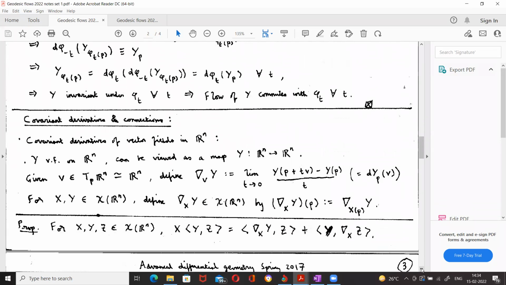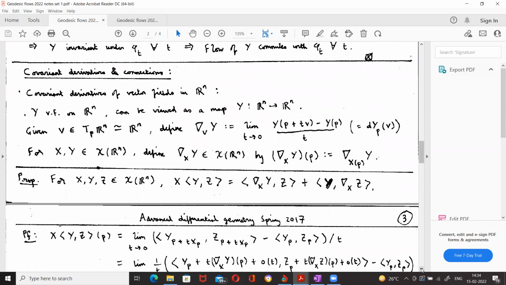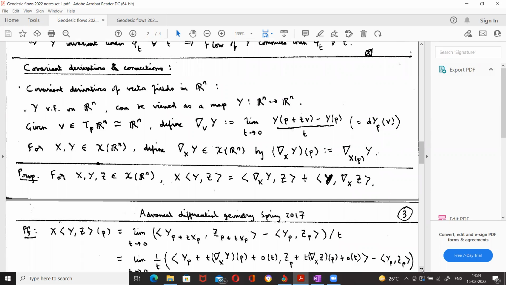So the next main topic, which will be the topic for the next couple of lectures, is what's called covariant derivatives. Okay, so we will introduce this topic gradually. First of all, what is the covariant derivative of a vector field in the simplest manifold, which is Rn? Okay, so in Rn, this is an easy thing to define.